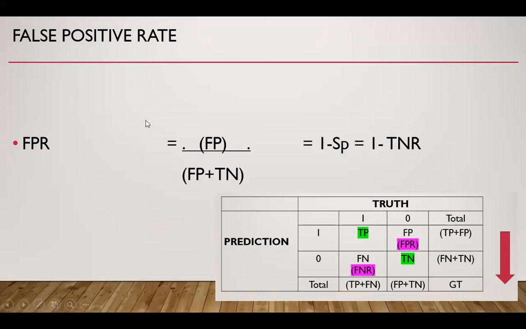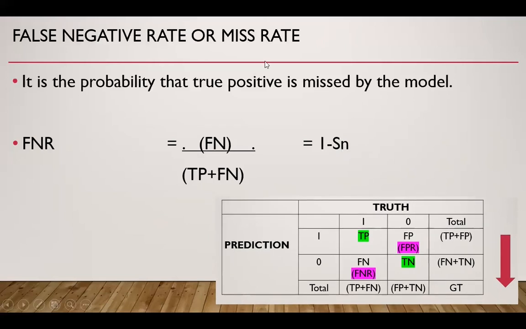Then false negative rate, it is also known as miss rate. It is the probability that true positive is missed by the model. And the false negative rate is given by false negative divided by true positive plus false negative. So this is vertical summation. And it is also equal to 1 minus sensitivity.